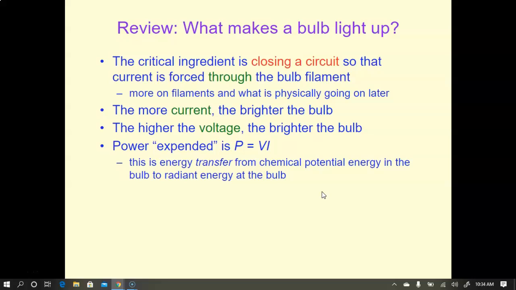So let's think about light bulbs a little bit first to start with. We know that it's important to close a circuit so that the current actually gets forced through the bulb filament to make it work. We've talked about that a little bit already. When we had the light bulb and the batteries and so forth, if you didn't actually complete the circuit with the wire, then it wouldn't light up. So we've already mentioned that a little bit. And we'll talk more about those filaments and what's actually happening inside them in a little bit.